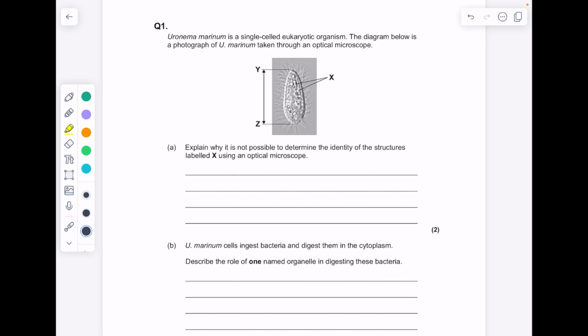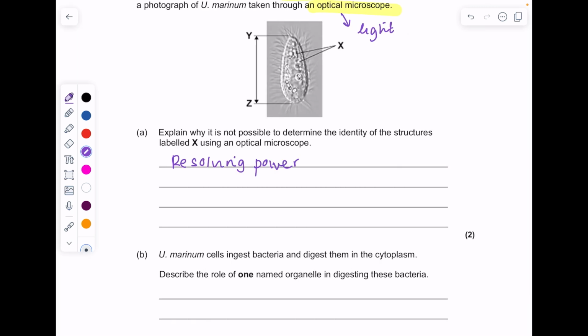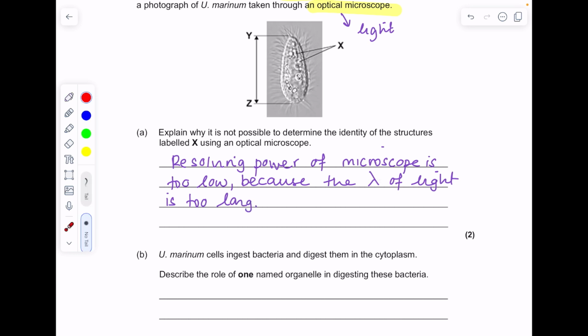Uranema marinum is a single-celled eukaryotic organism. The diagram below is a photograph of U. marinum taken through an optical microscope, in other words, a light microscope. Explain why it's not possible to determine the identity of the structures labelled X using an optical microscope. Quite frankly, when you look at them, you can't distinguish between the different organelles, so that means that the resolving power of the light microscope is too low. And the reason for that is because the wavelength of light is too long. That lambda there refers to wavelength.